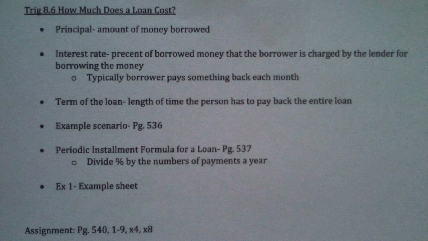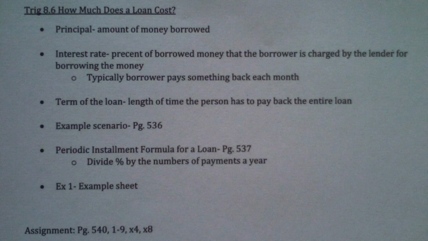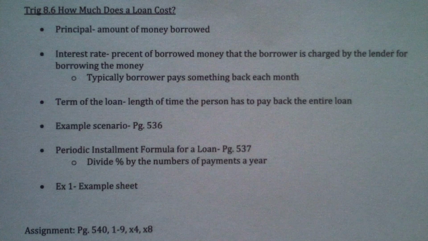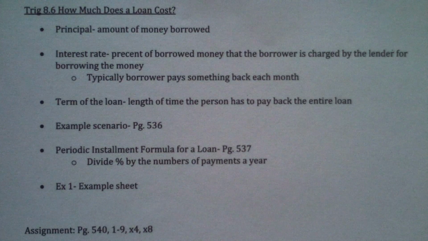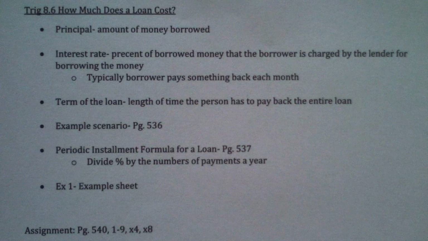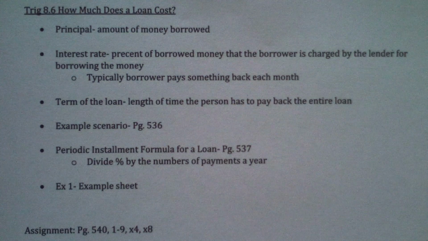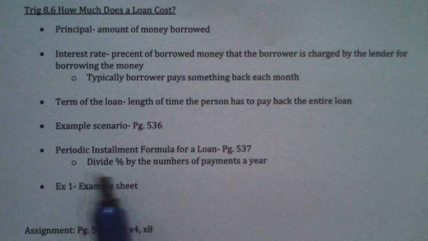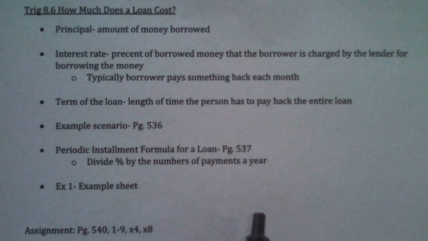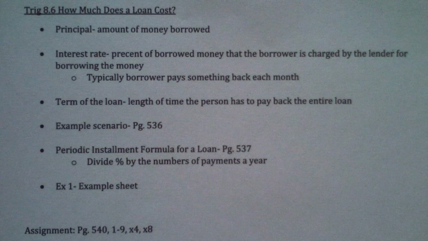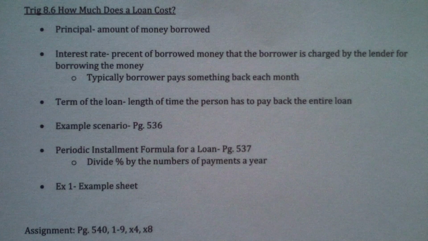Anyway, like I said, there's one formula that we're mostly going to use, the periodic installment formula for a loan. It's kind of a complicated formula, but P is just our principal we're putting in. R is just going to be our rate. We want to make sure with our rate, and that's what the bullet here is about, that we always take that rate and divide it by the number of payments that happen a year. So if you're paying off that loan monthly, you would take whatever your percentage is and divide it by 12, because there's 12 months in a year. If you were paying that loan off quarterly, you would divide it by 4, because there's 4 quarters in a year. Does that make sense?